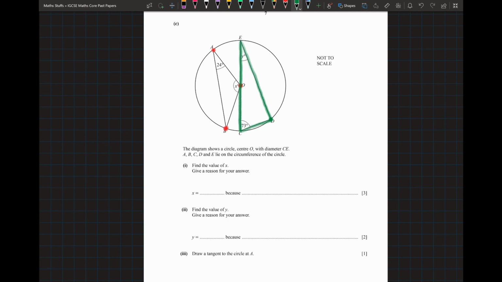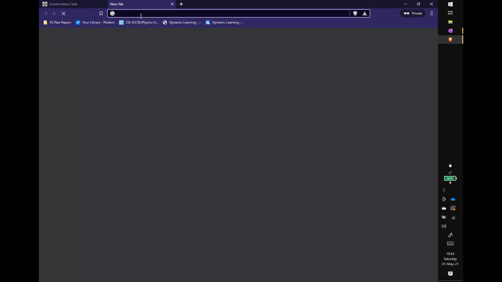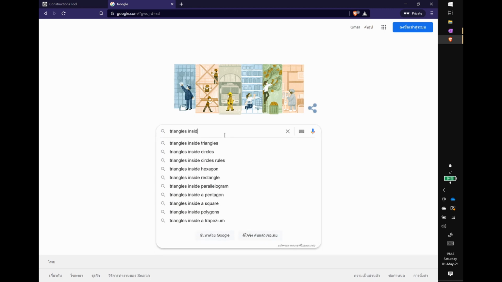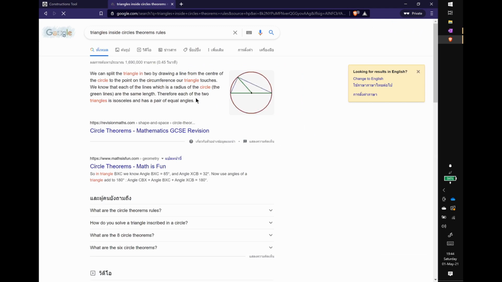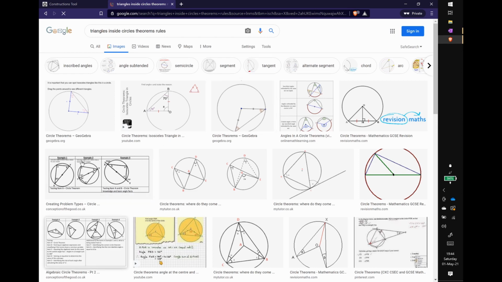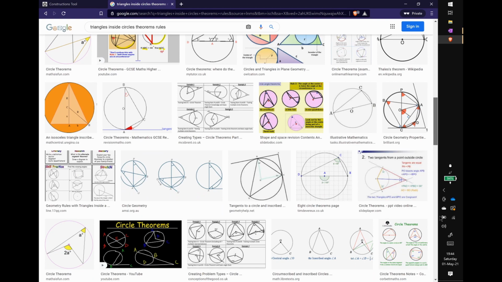All right, so before I go into any more detail on this, I'll tell you what the two rules are in a second. But really what you should do is just go to your web browser, go to Google, and type in, I don't know, triangles inside circles, theorems, or rules, whatever. Hit enter. And then if you go to images, sorry, this isn't English for some reason. Thanks for that, Google. Go to the images and you'll see there's all these different rules for all sorts of things. That's basically what they're testing you on.